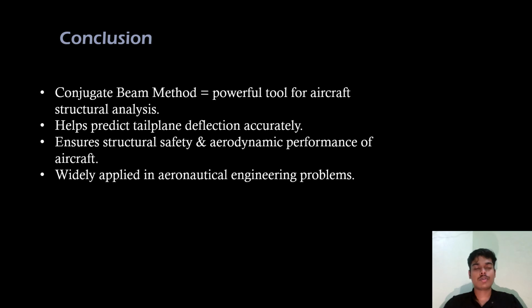The conclusion is that the conjugate beam method is a powerful tool for aircraft structural analysis. It helps to predict the tailplane deflection accurately. It ensures structural safety and aerodynamic performance of the aircraft, and it is widely applied in aeronautical engineering problems.